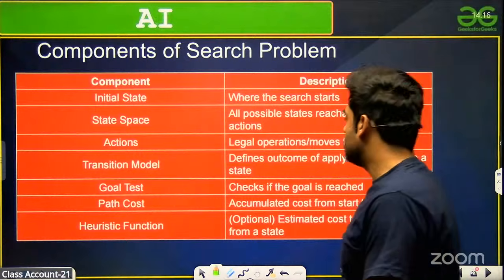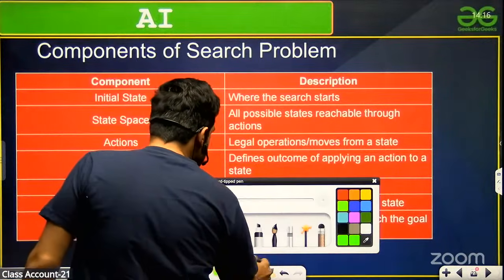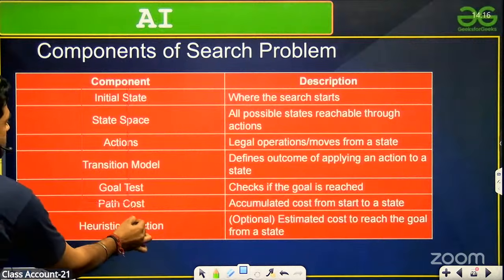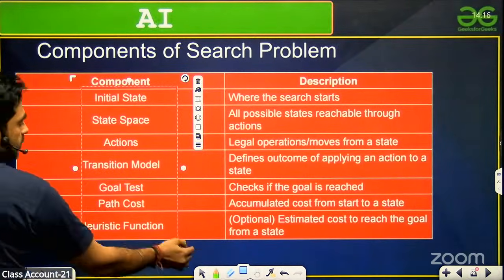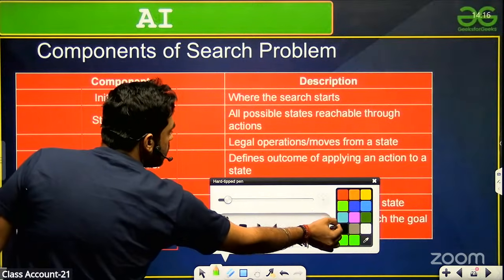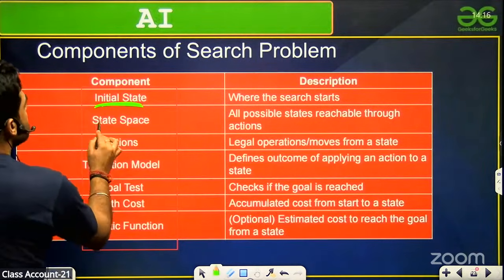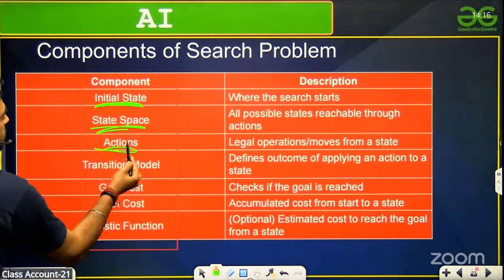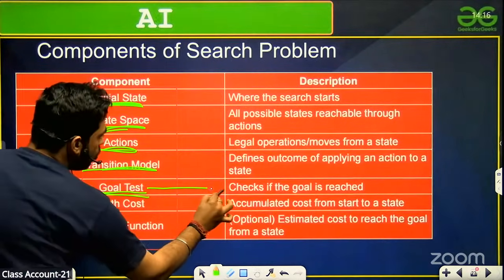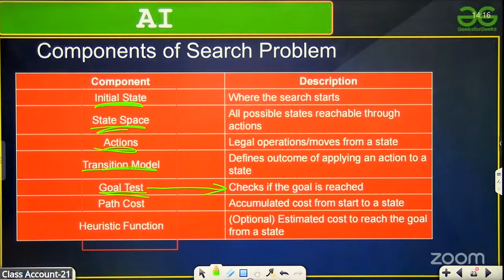So now these are certain important components that we have studied. First one is the initial state. State space, we have done. Actions, we have done. Transition model. Goal test. Goal test checks if the goal is reached or not.